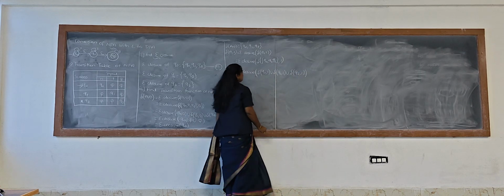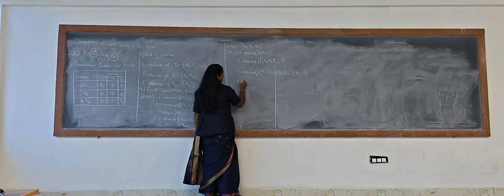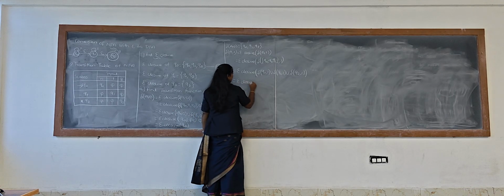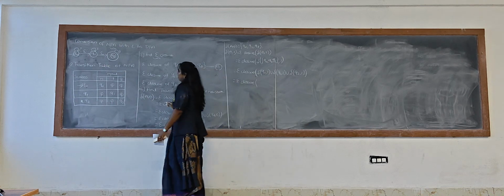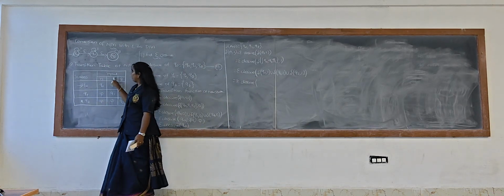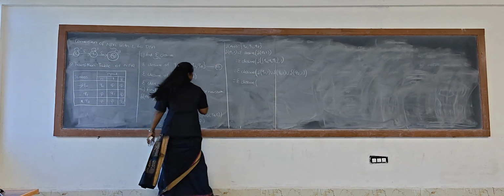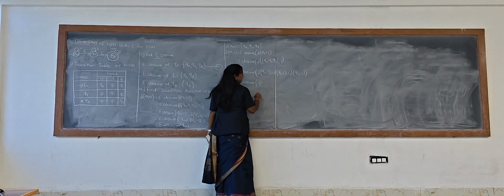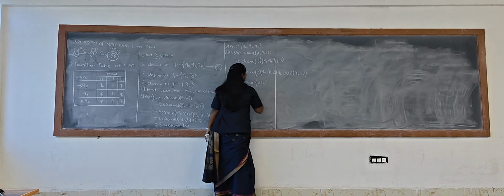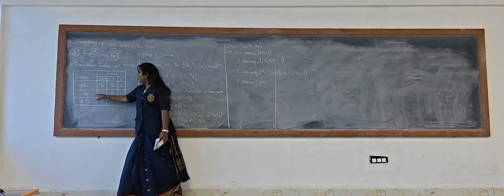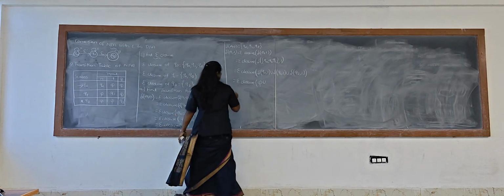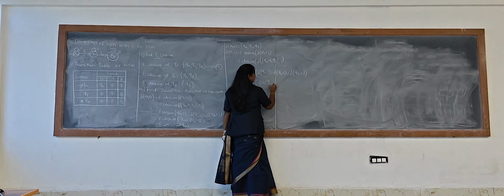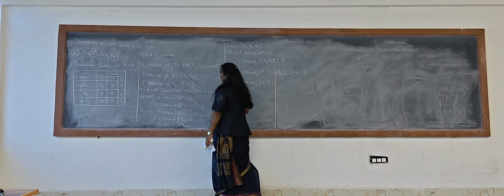So epsilon closure of transition of Q0 comma 1. So transition of Q0 comma 1 means there is no transition. So we can mark this as phi. Union transition of Q1 comma 1. Q1 comma 1 means we are having the state Q1. Okay. So union Q1, union transition of Q2 comma 1. So Q2 comma 1 means there is no transition, phi.